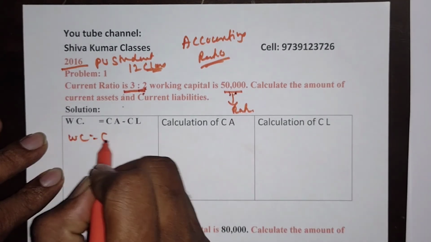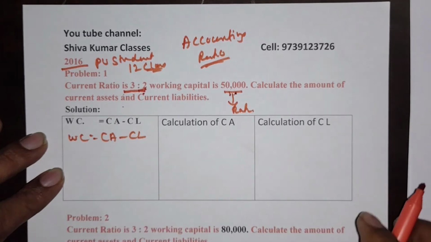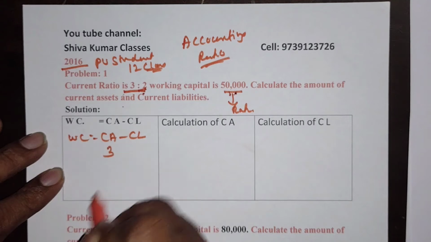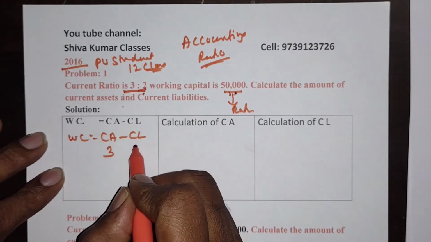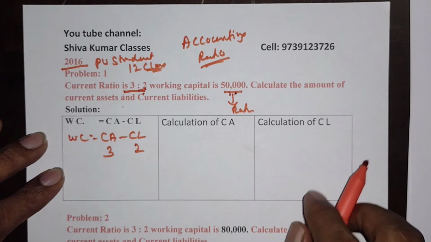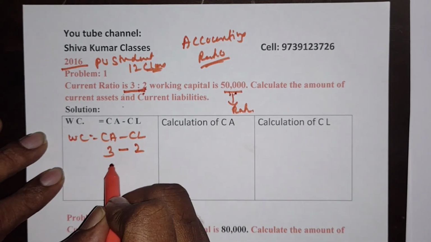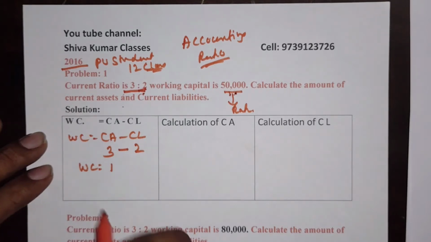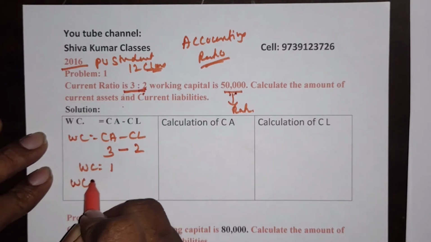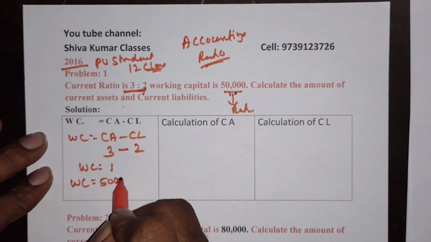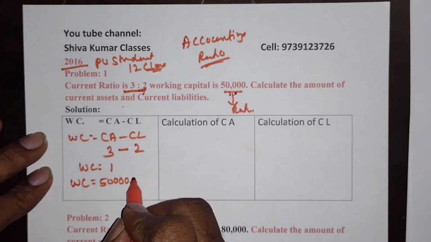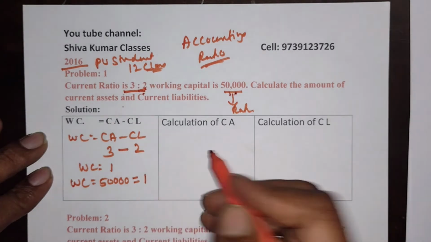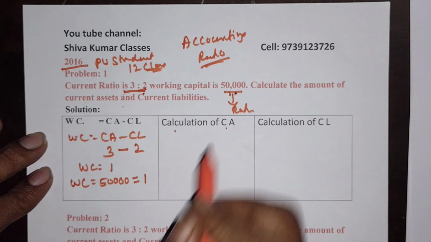Working capital is equal to current asset minus current liabilities. But current asset is given in terms of ratio 3 and current liabilities is given in terms of ratio 2. 3 minus 2 is equal to 1. So working capital is equal to 1 in terms of ratio. In terms of amount also it is given, working capital is equal to 50,000. So 50,000 in terms of rupees and 1 in terms of ratio. That's it. Now you go for calculating the current asset.